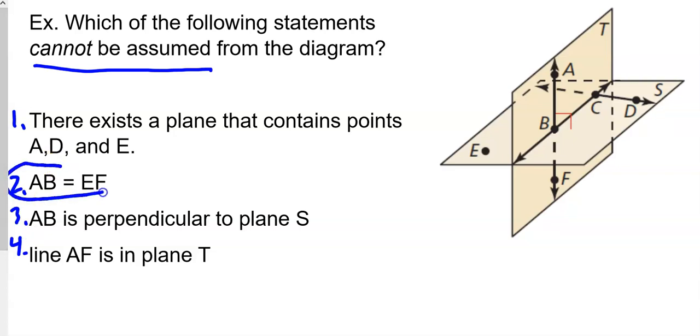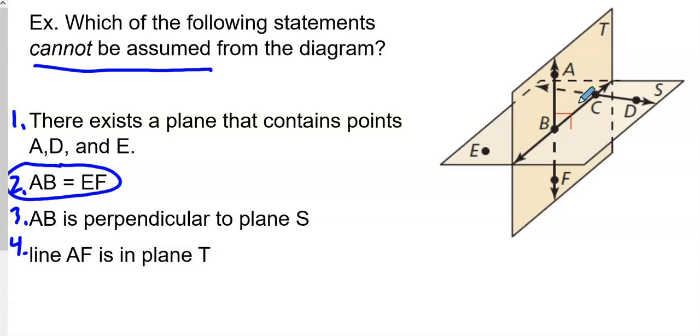And 2 is the only one. There exists a plane that contains points A, D, E. Again, any 3 non-collinear points form exactly one plane. It doesn't happen to be drawn in this picture, but it is a true statement. Okay? I'm going to jump down to 3. AB is perpendicular to the plane because of this symbol right here. If that wasn't there, that would not be something we can assume. We can never assume right angles.